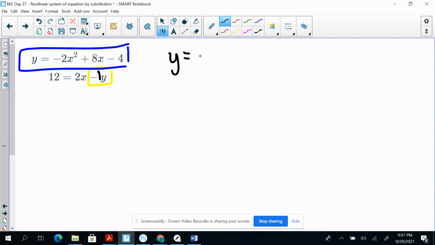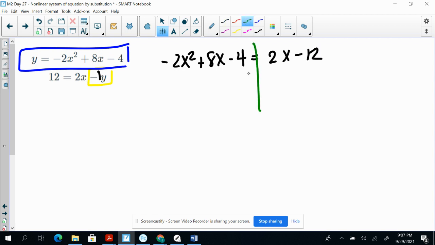So y equals, oops, sorry, no need for the y part. Getting excited. So negative 2x squared plus 8x minus 4 equals 2x minus 12. Again, great divide. Move the things over. I would like this to be positive, so I'm going to move everything to the right. Otherwise, you're going to divide everything by a negative 1 to make it better, or negative 2, all the things.